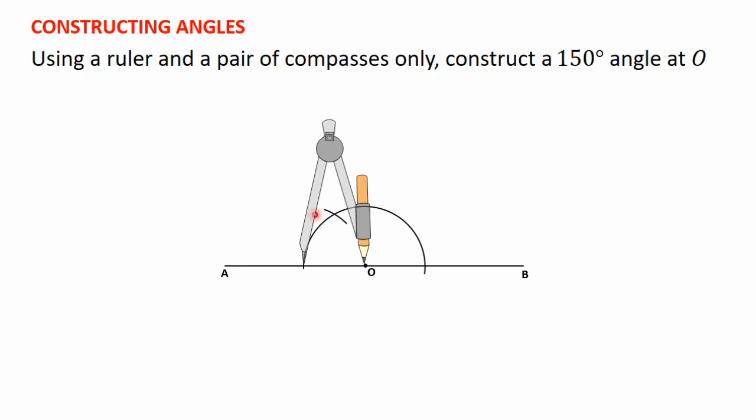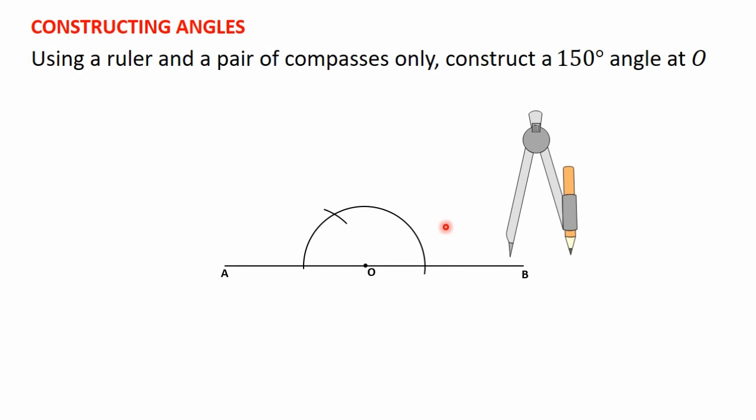Now, from the previous videos, we have learned that the angle between this point and this point is 120 degrees, and the angle between this point and this point is 60 degrees. So we are going to bisect the angle between this point and this point to get the 30 degrees so that we can add it to the 120 degrees to get the 150 degrees. So we are going to bisect the angle between this point and this point.